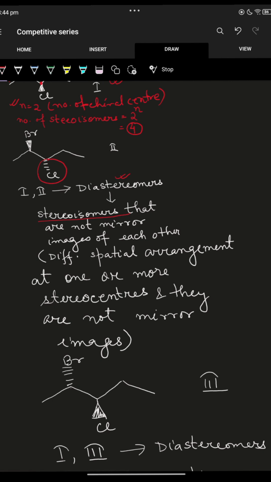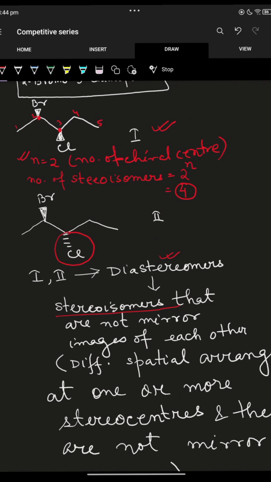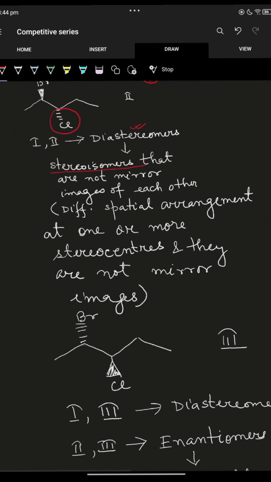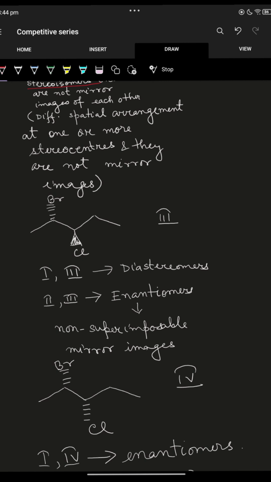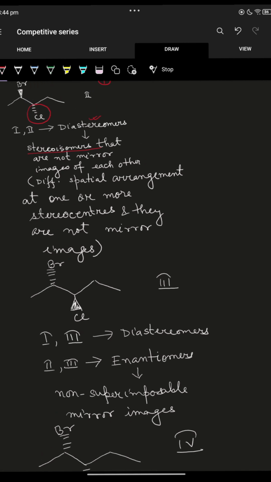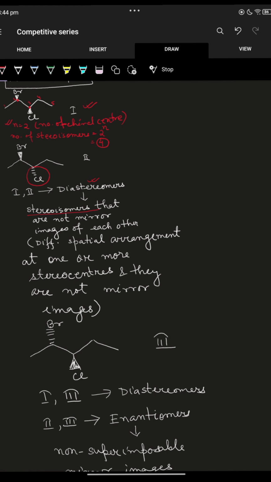When you are drawing the structure, keep in mind that if there is a change in only one chiral center, it gives rise to a diastereomer. If there is a change in both the chiral centers, then it forms enantiomers, that is, non-superimposable mirror images. So for compound number 3, I alter the structure at carbon number 2.